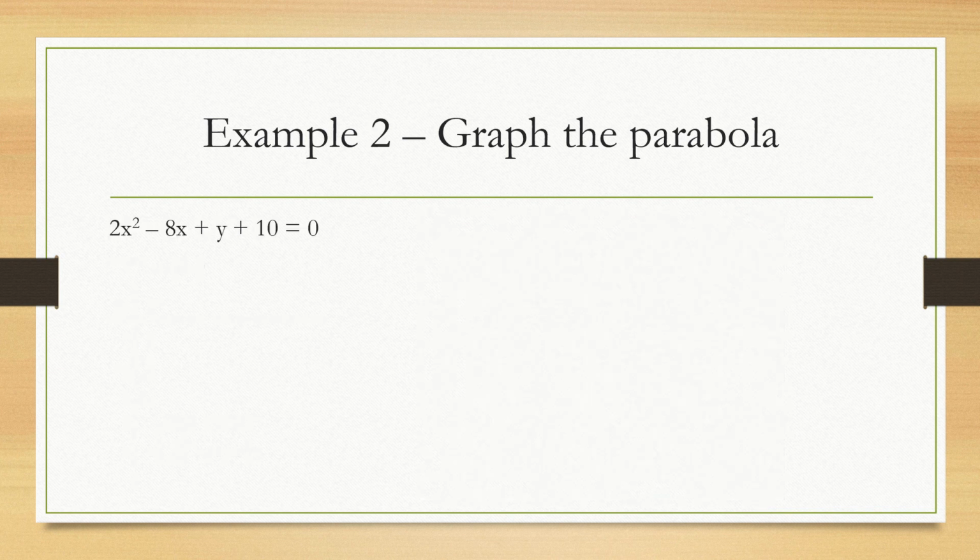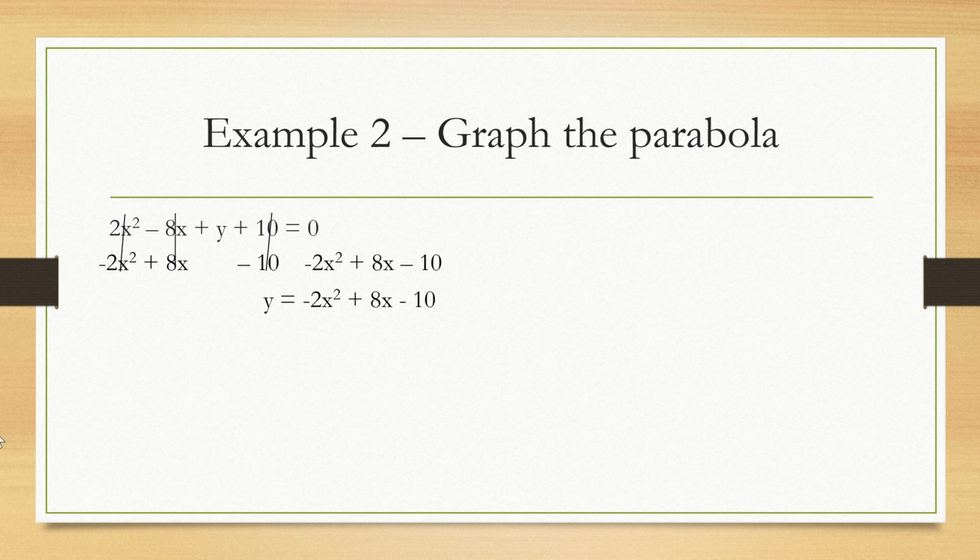Let's go over one more example to make sure you got it. Here we're asked to graph this parabola, 2x squared minus 8x plus y plus 10 equals 0. We're going to follow the same steps. We subtract all the x terms and the constant from both sides of the equation, leaving y by itself. So we have y equals negative 2x squared plus 8x minus 10.